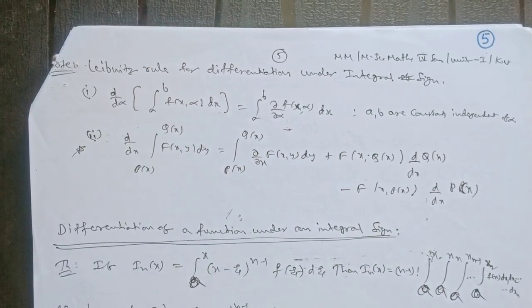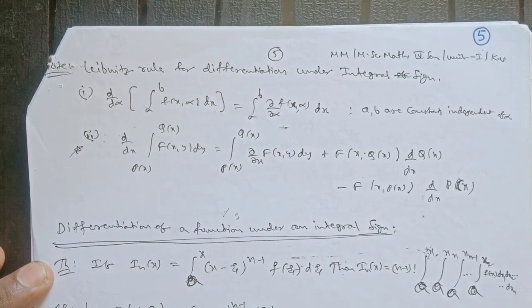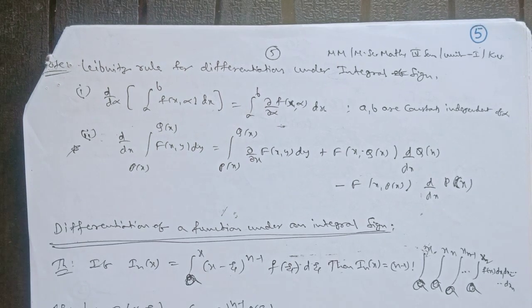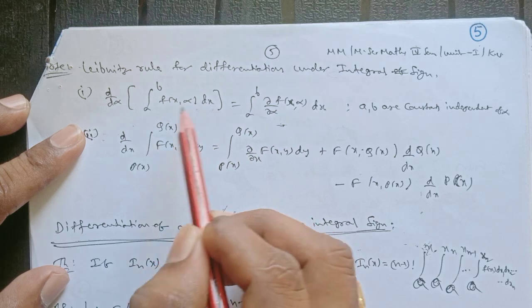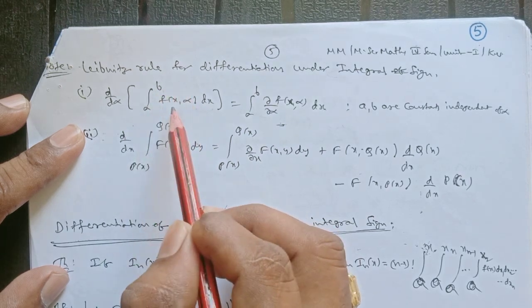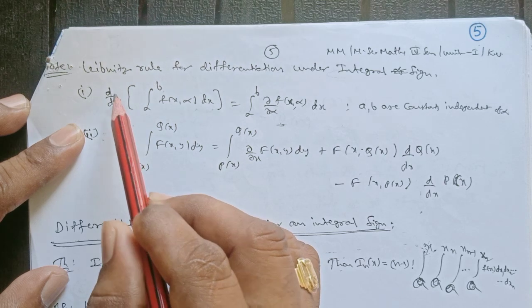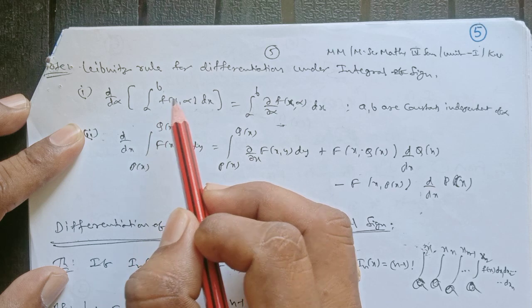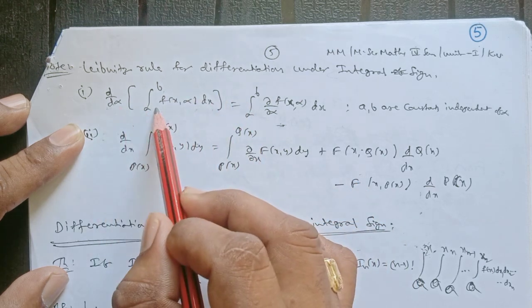Now, the Leibniz rule for differentiation under the integral sign. Here we have two concepts, for a single variable and for two variables. Suppose it is an integral function in two variables, and I want to differentiate this function with respect to alpha. So d by d alpha of this function is called differentiation under the integral sign.